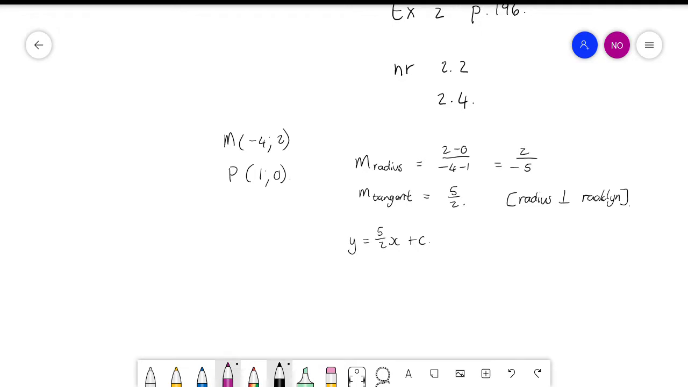Which one will I substitute in there? Why the 1 and the 0 and not the other one? Good. Don't confuse the two. The negative 4 and 2 is the midpoint of the circle. The tangent doesn't go through the midpoint of the circle. The tangent goes through this one.